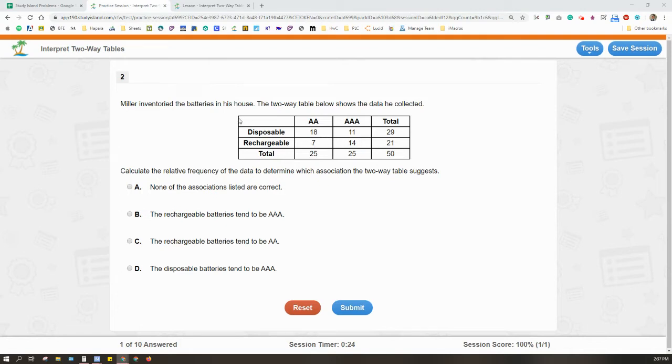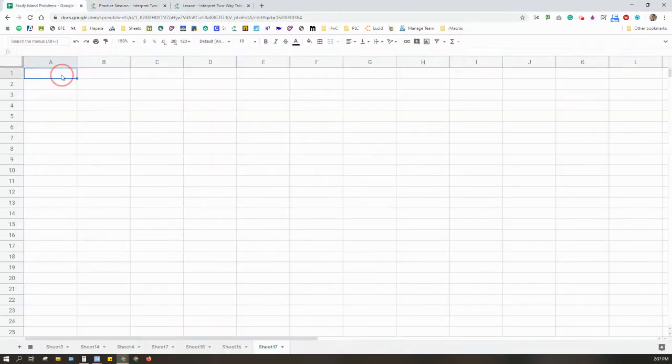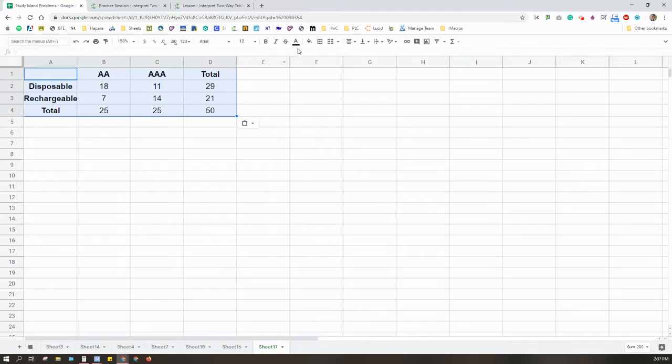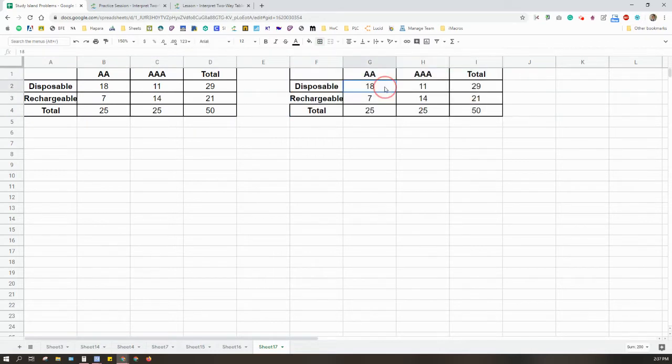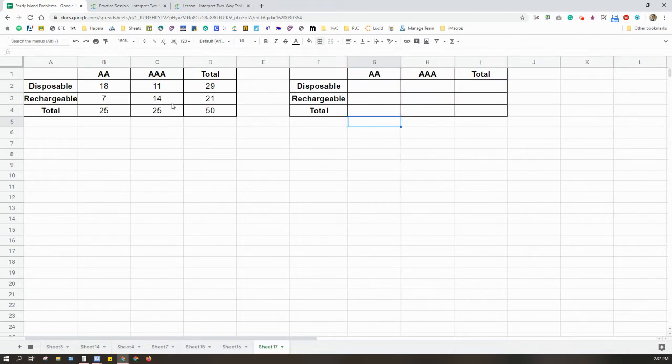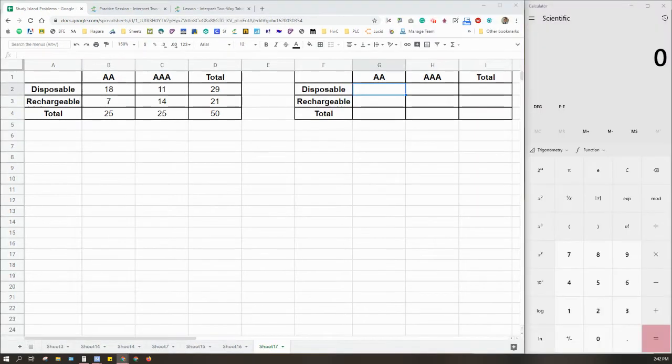So again, best way to do it for me, I'm going to copy this into a spreadsheet. There we go. And I will then copy it again and get rid of all the raw values so that we can put in the percentages. So if you're doing this on paper, you don't have to use a spreadsheet to do this. All you have to do is copy down onto a piece of paper the table just with blank spots, no actual numbers.